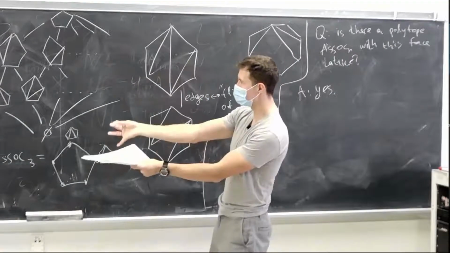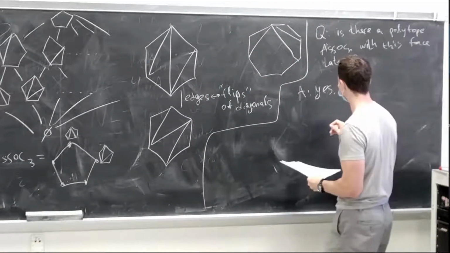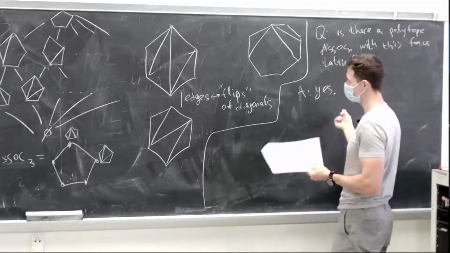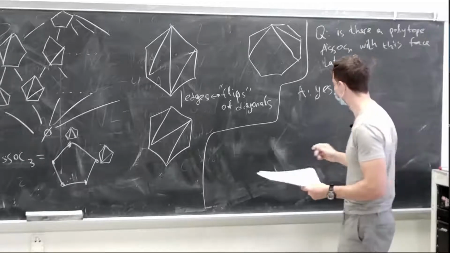I have a combinatorial type of a polytope, and I'm trying to find a realization, trying to put it in d dimensions. And it turns out that there's not just one canonical realization, but there are many, very different realizations.